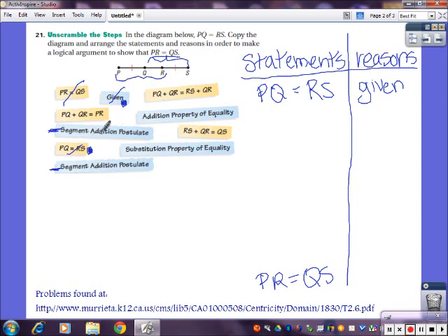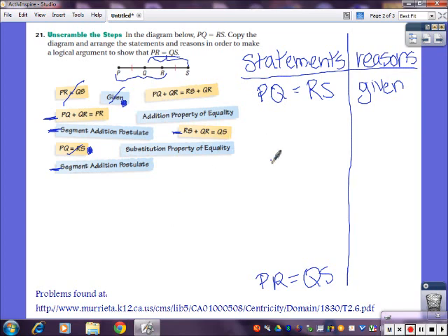The question is, what's the addition postulate part? Well, since both of these reasons are the same, then the statements have to look similar. And what I notice is this one and this one looks pretty similar. So I'm thinking, even though I don't fully understand this concept, that they go together. And this could be a trial and error exercise. But let's just put those together.